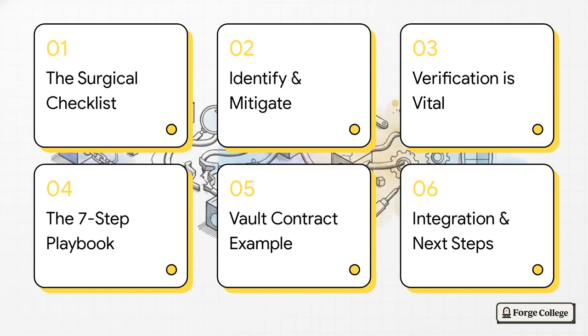Here is our roadmap for this explainer. First, we'll introduce the surgical checklist, then break down identification and mitigation. After that, we'll look at why verification is vital, run through the 7-step playbook, apply it to a vault contract example, and wrap up with integration and next steps.